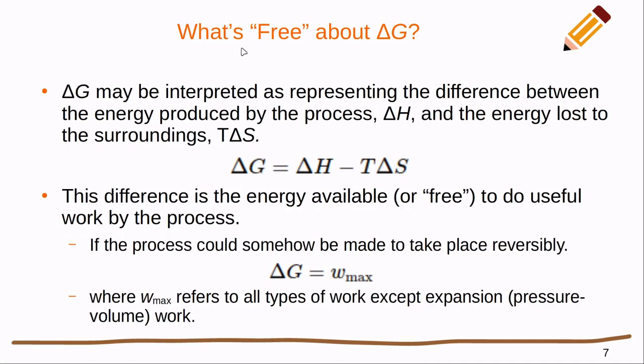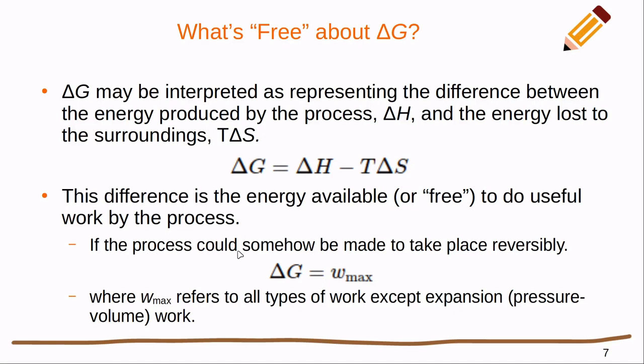So why do we call it free energy change? The reason is because delta G may be interpreted as representing the difference between the energy produced by the process, that would be our change in enthalpy, and the energy lost to the surroundings, and that would be this T delta S term here. That means that this difference between the energy that was produced and the energy that was lost is all the energy that's available, or free, to do useful work by the process.